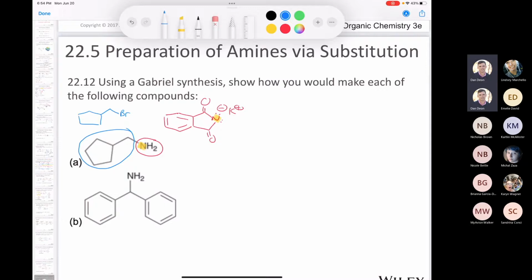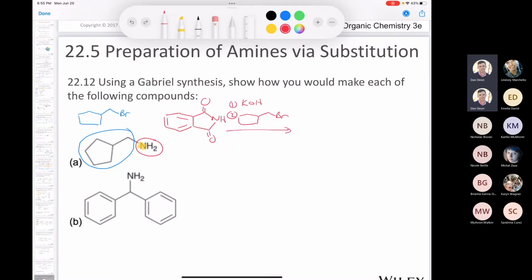Now, you could either start with it like this, but if you want to show every single step, what you could do is this. I'll just show you quickly. You could write out the whole phthalamide compound, okay? And you could say, okay, well, step one, I'm going to treat it with potassium hydroxide. That's going to make potassium phthalamide. In the second step, I'm going to treat it with the alkyl halide. Pencil in the alkyl halide. And then in the third step, I'm going to treat it with hydrazine.